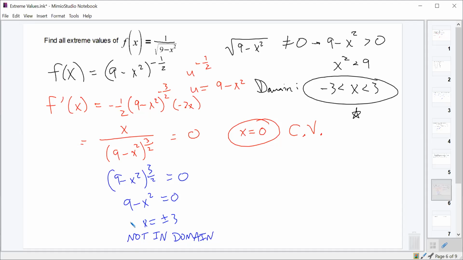Everybody okay with ignoring those because they're not in the domain? Yeah, makes sense. All right, cool. So then all we've got here is x equals 0 is our only critical value, which means we're not going to have an absolute max and an absolute min. We're just going to have one or the other of them, most likely.